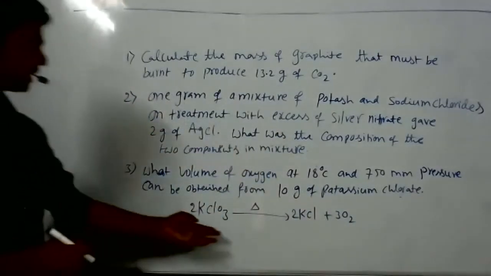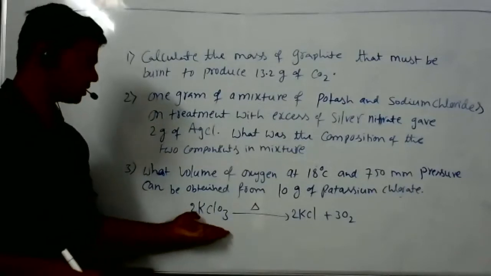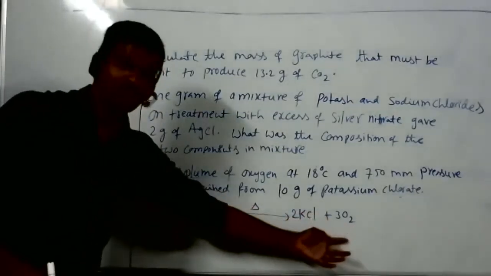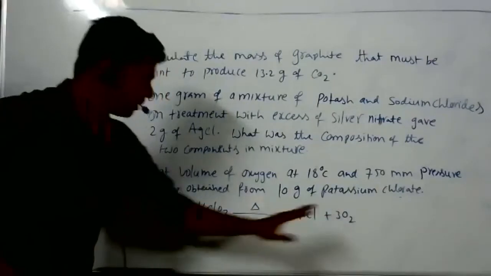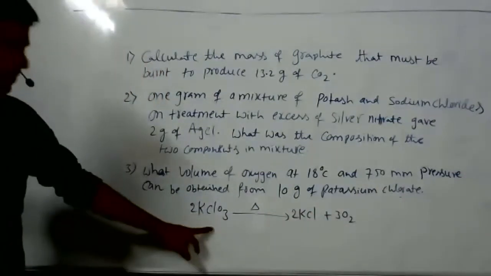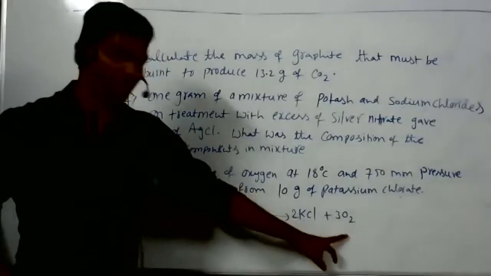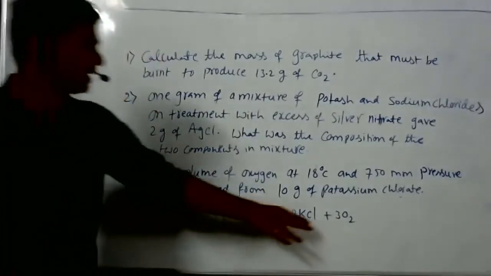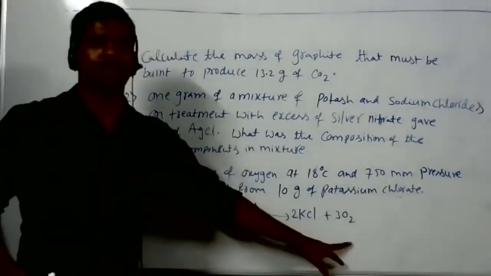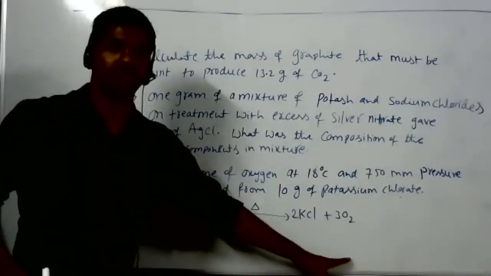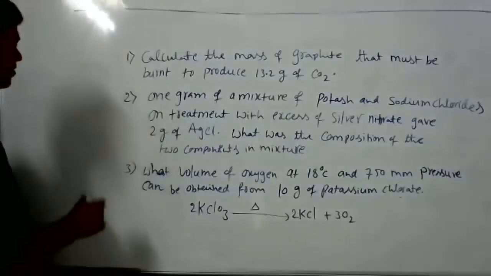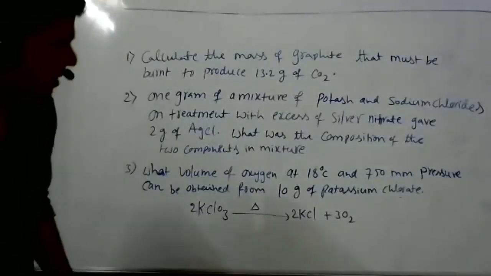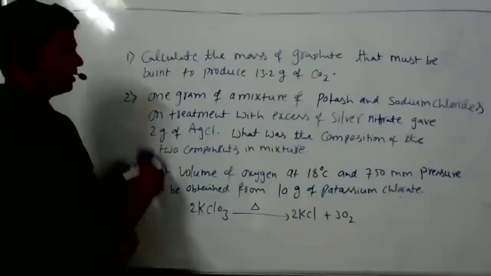So first, calculate the mass of KClO3, 2 moles, giving 3 moles of O2. Calculate this mass also. Next step, 10 grams of this gives how much mass of O2. Calculate this also. After calculating that mass, convert it into volume, how much volume of oxygen that is equal to. Then apply the formula P1V1 by T1 is equal to P2V2 by T2. This formula.